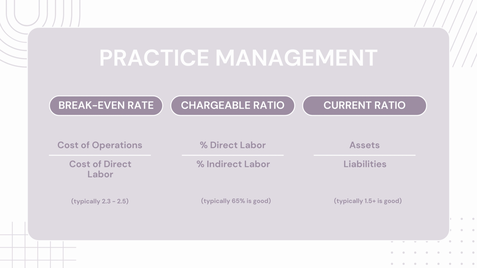The current ratio is the firm's total current assets divided by total current liabilities. This factor is used to determine the firm's ability to meet obligations. A factor of 1.5 or higher indicates a healthy firm.